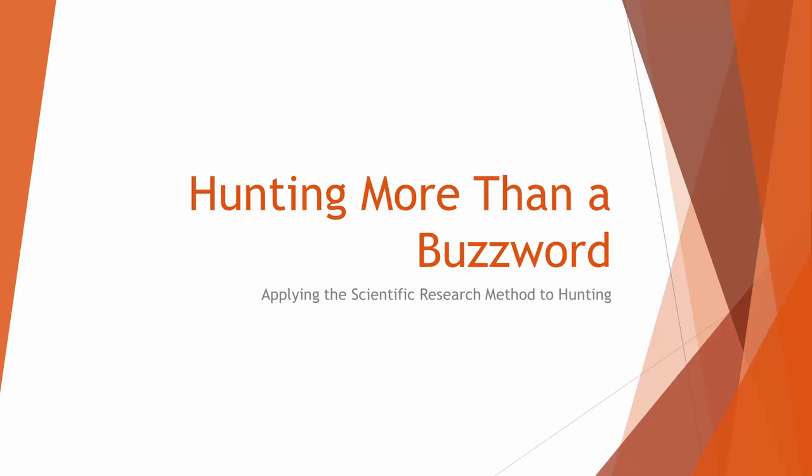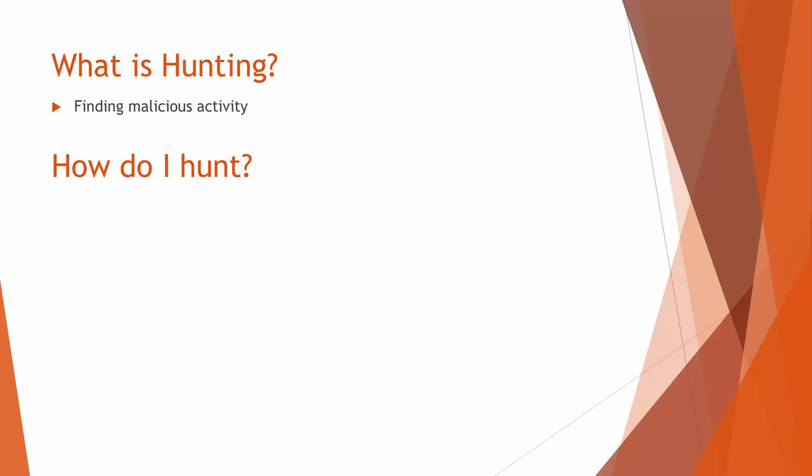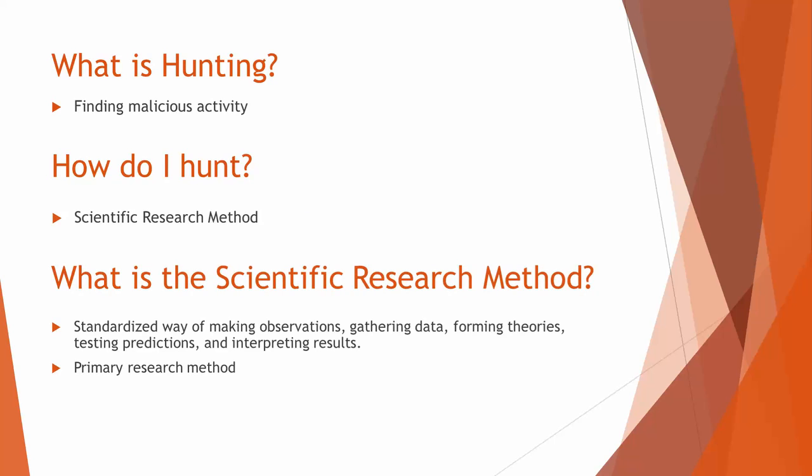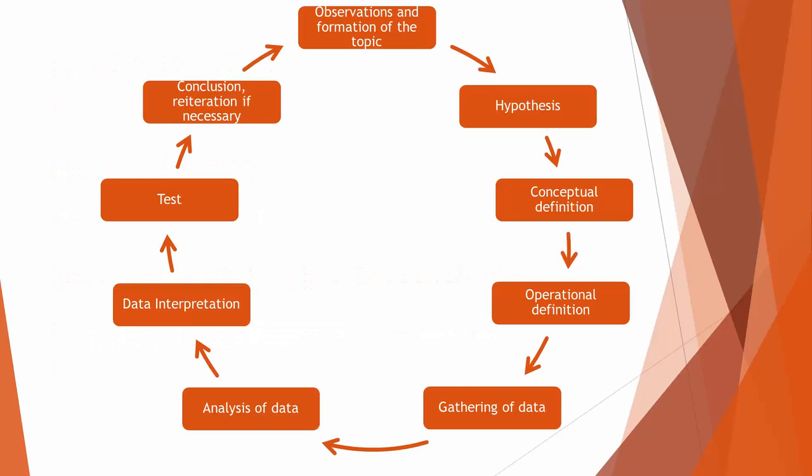This will be a quick video on the presentation "Hunting: More Than a Buzzword," applying the scientific research method to hunting. What is hunting? It's trying to find malicious activity in your environment. How do I hunt? We're going to talk about applying the scientific research method to hunting. What is the scientific research method? It's a way of making observations, gathering data, forming theories, testing predictions, and interpreting those results.